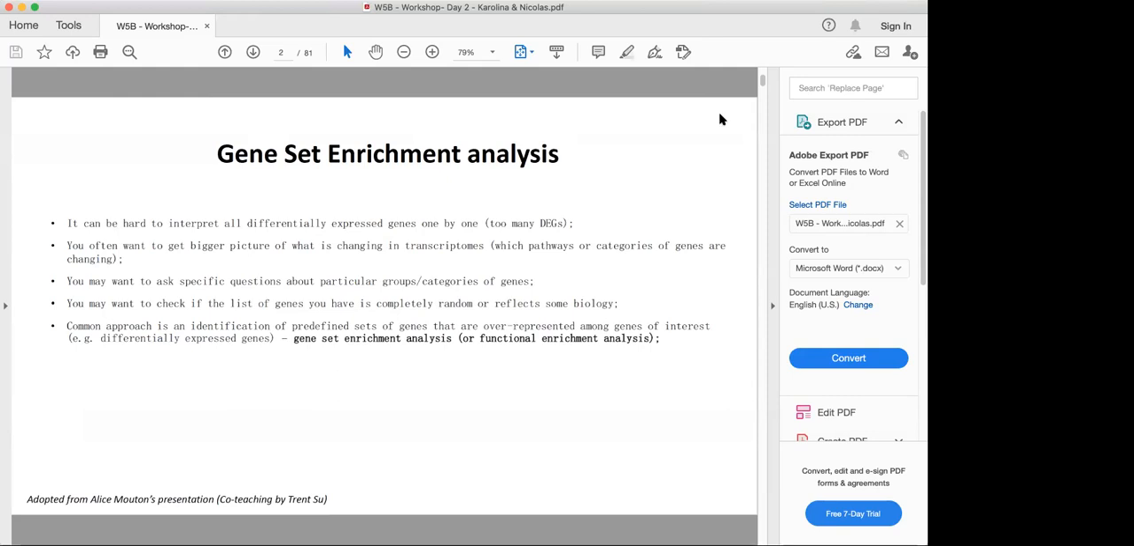In this way, we can get an idea of what could be the function of those genes. You may also want to ask specific questions about particular groups or categories of those genes. And you may want to check if the list of genes you have is completely random, or whether it reflects some underlying biology. For example, if you are examining a disease like periodontal disease, you would want to see if any of the differentially expressed genes between your disease and control group are associated with some kind of inflammation process and so on. So gene set enrichment analysis, also called functional enrichment analysis, is a common approach used for the identification of predefined sets of genes that are overrepresented among genes of interest.